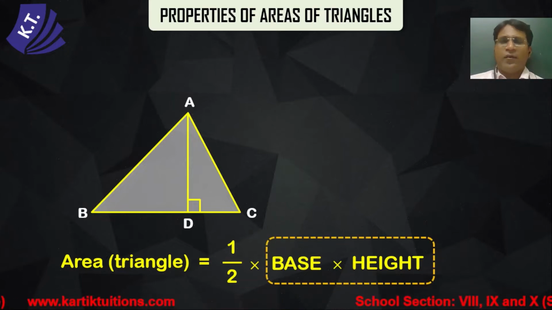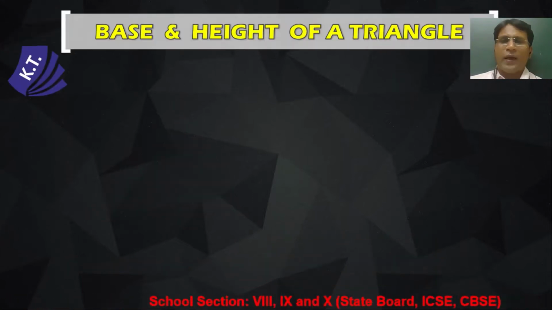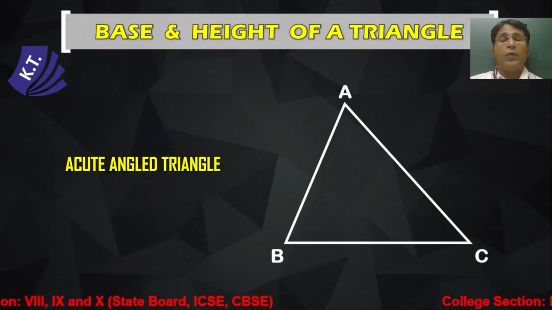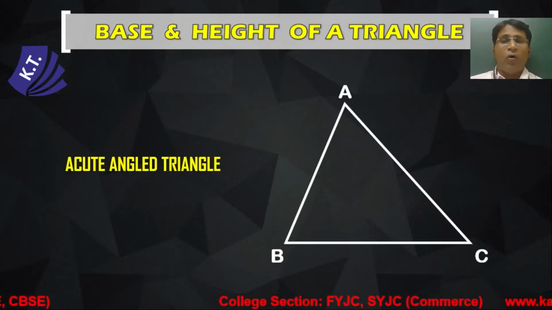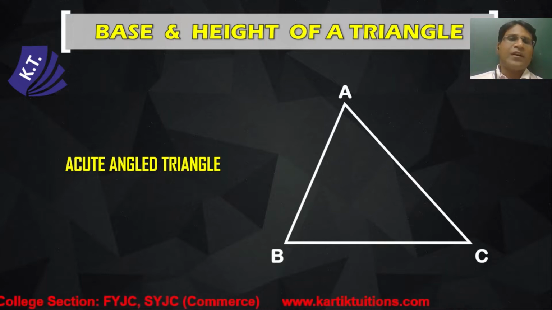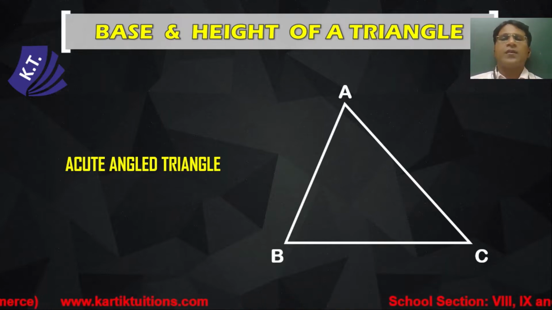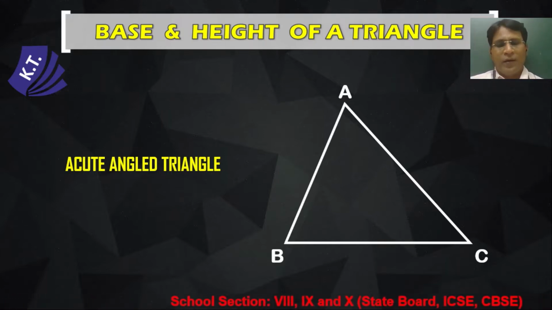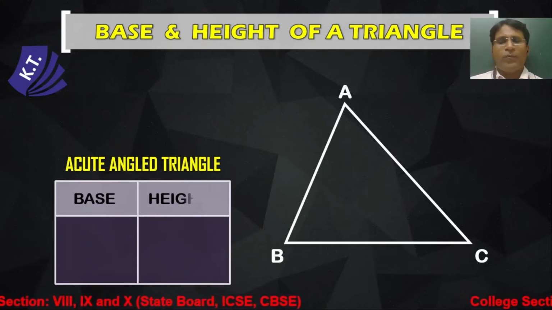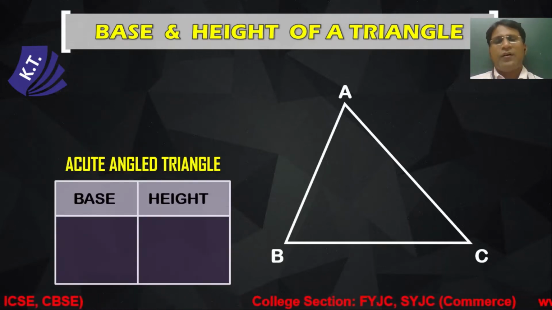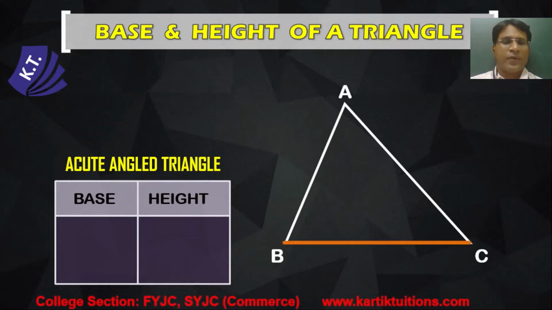So, let's start. First, we are going to talk about an acute angle triangle. Now, what do you mean by acute angle triangle? When all the angles have a measure less than 90°, the triangle is termed as an acute angle triangle. Now, if I talk about base and height in this, first, I will consider base BC.